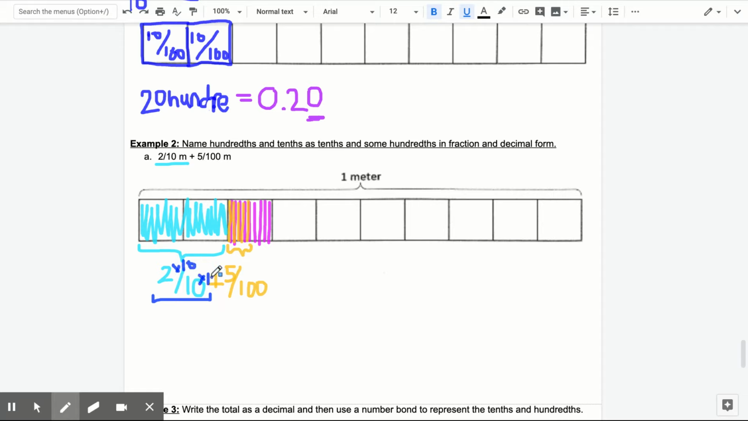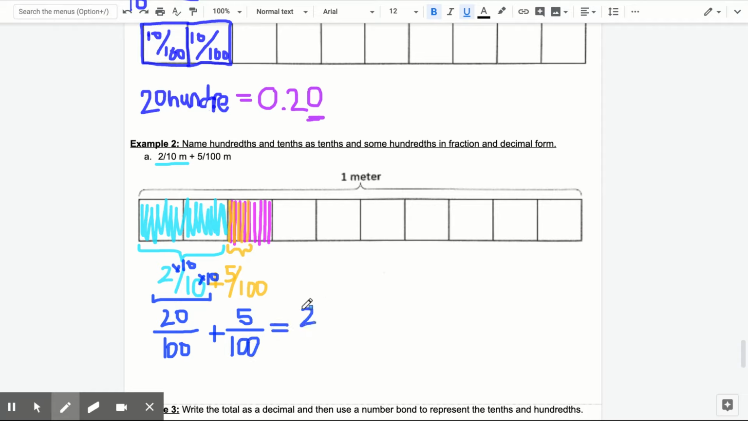So my 2/10 would actually be equivalent to 20/100, sorry, 20/100. So now my equation is 20/100 plus 5/100. And so my final answer would be 25/100.